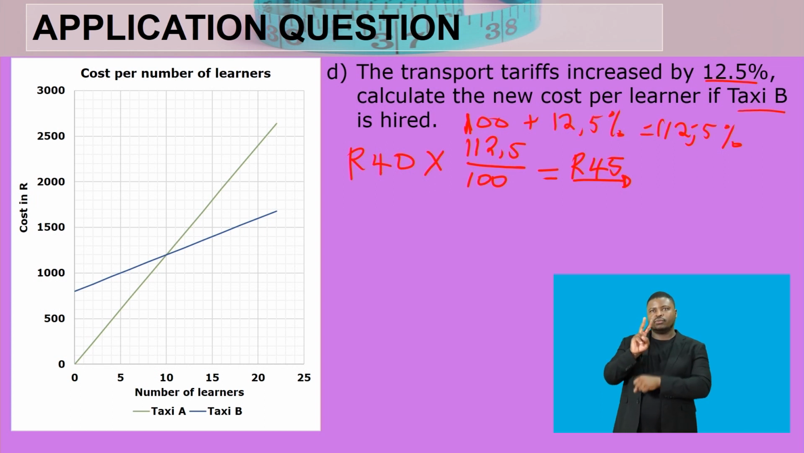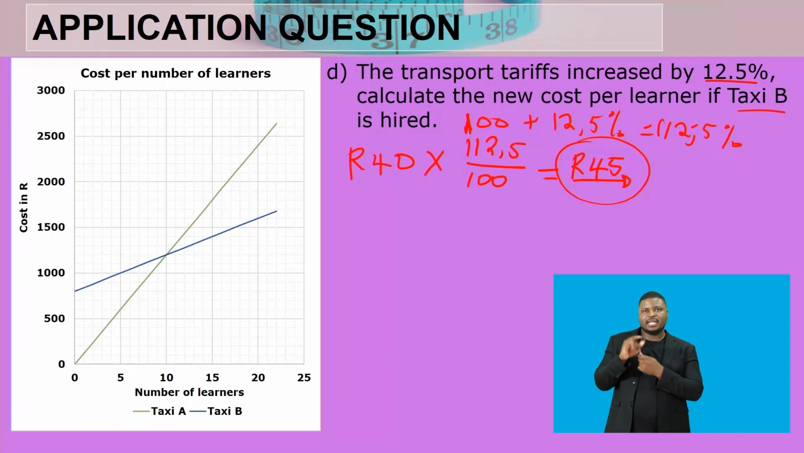So then we move on to what the question says. The question says the transport tariff increased by 12.5%. Calculate the new cost per learner if transport B is hired. So we have answered our question. This is the new cost per learner if we have hired this transport.